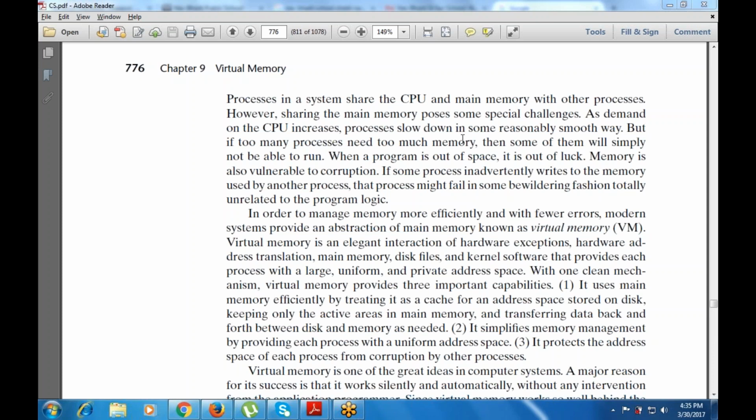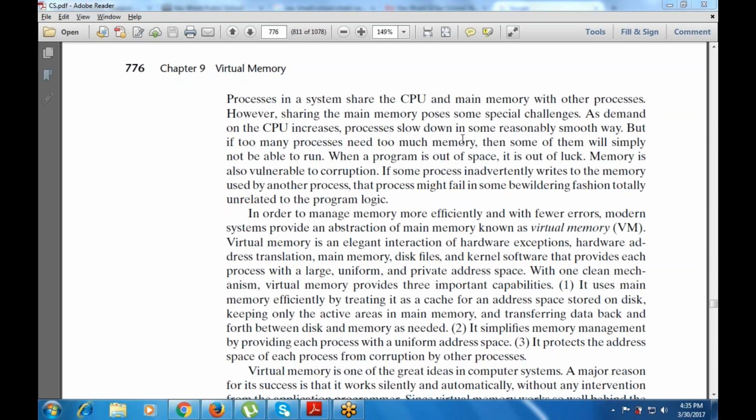Memory is also vulnerable to corruption. In order to manage the memory more efficiently and with fewer errors, modern systems provide an abstraction of the main memory that is known as VM, virtual memory. Virtual memory physically does not exist, but its existence is available within the process, to perform this efficiently and with fewer errors.